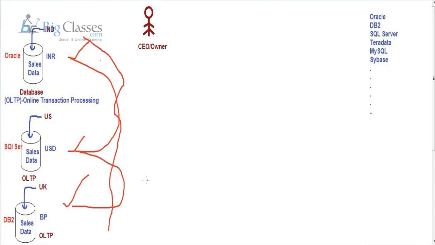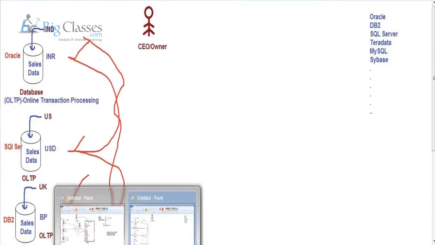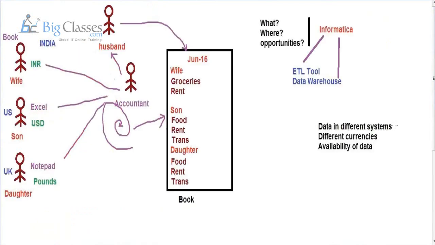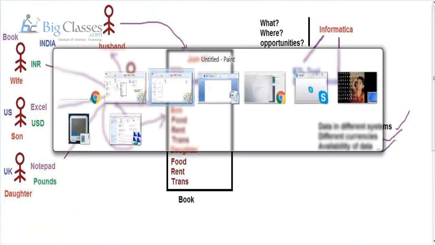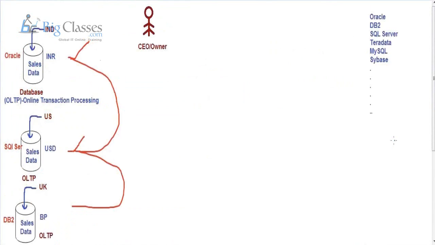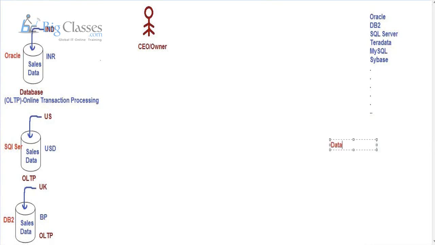But whenever I started looking at this kind of data, I got some problems. Like in the earlier example, where the father had some difficulties, here too, when I started looking into the three stores' information, I have some problems. The first one is data in different databases, the next one is obviously that currencies are different, and then data availability.